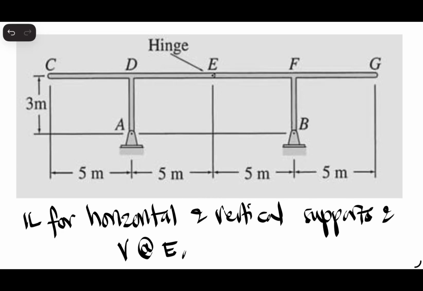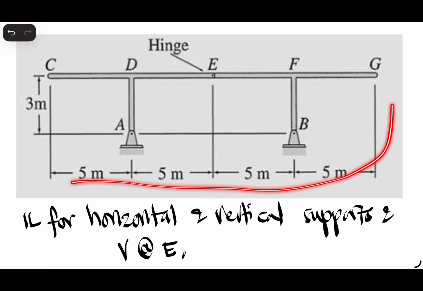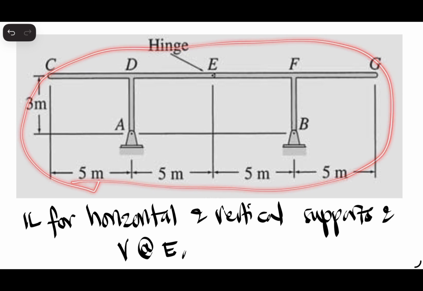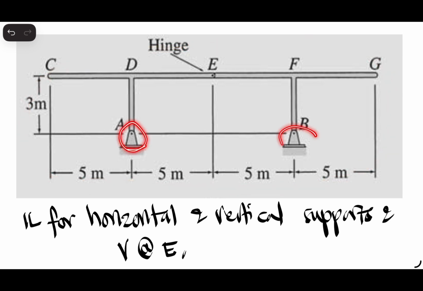Okay, so this is another example for influence line. This structure is a frame that is supported by hinges at point A and point B, and then it has an internal hinge at E. So the problem states to determine the influence line for the horizontal and vertical supports.